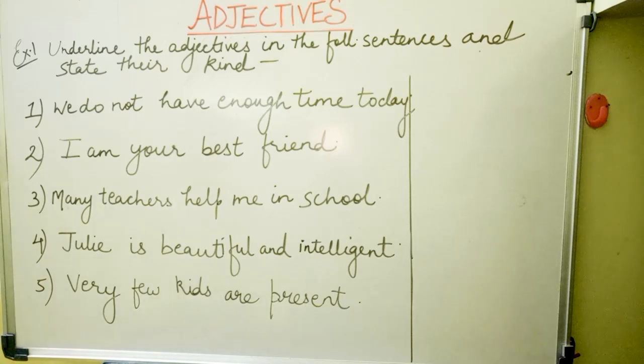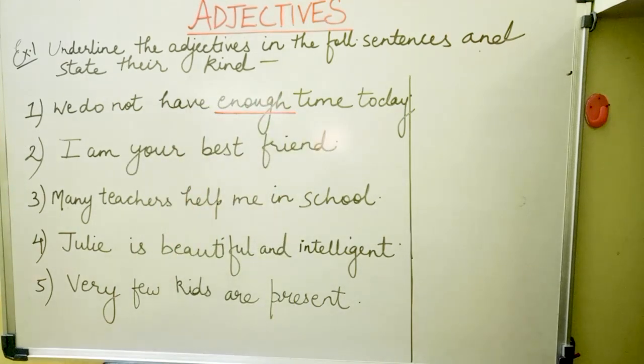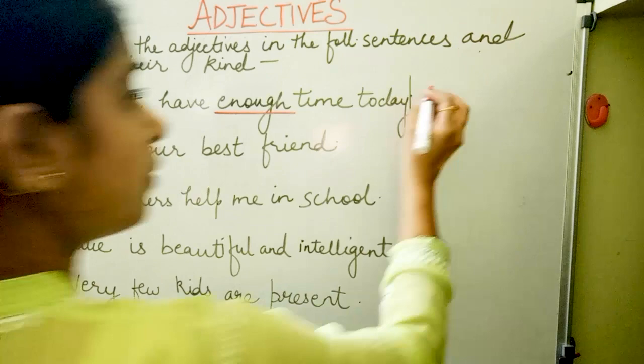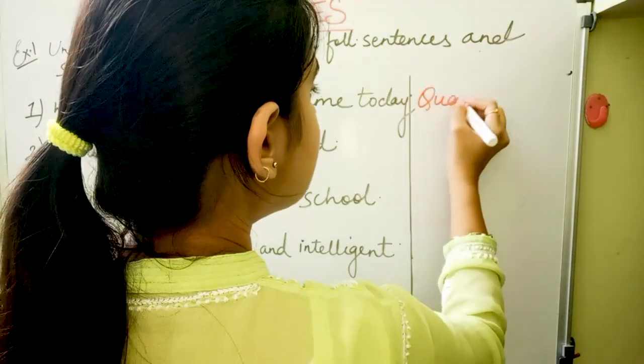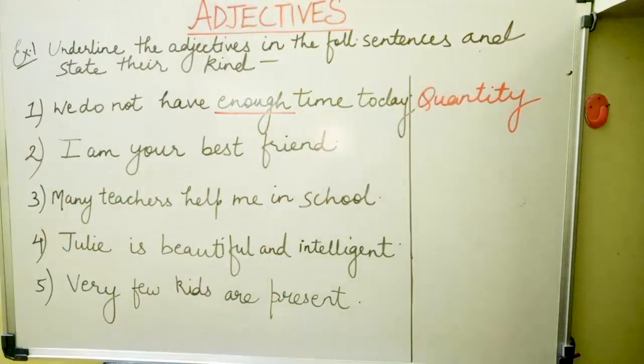Now, first sentence. We do not have enough time today. Now here, in this sentence, what is the adjective? The adjective is enough. And which type of adjective it is? Adjective of quantity. Right? Because we cannot count time. So we use enough to measure the quantity of time.